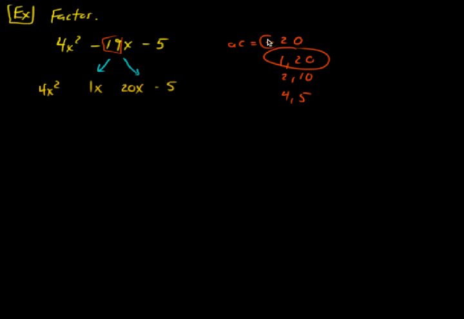So AC was negative, so these signs must be different in order for those to multiply to be negative 20. And they add to be a negative 19. So the more influential of these, or the one with the greater absolute value, must be negative. So we'll have a negative 20 and a positive 1. And those would in fact combine to be negative 19x.